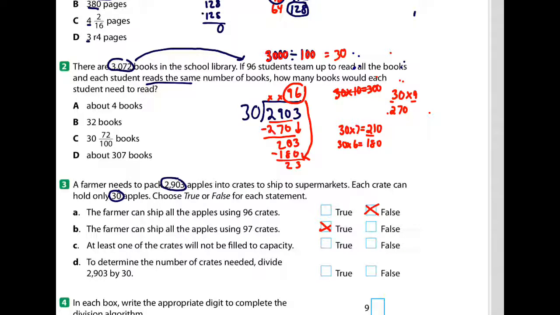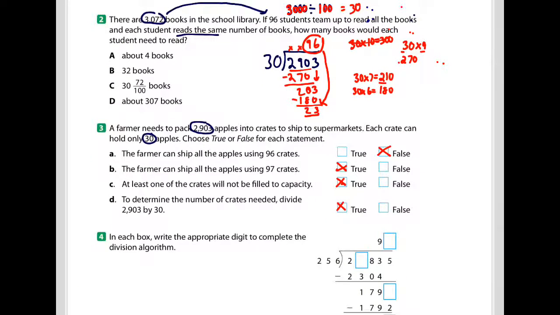C says at least one of the crates will not be filled to capacity. That is true, because if you do 96 crates, there's 96 full crates, and that 97th crate is only going to have 23 apples in it. All right? And D says to determine the number of crates needed, divide 2,903 by 30. That is true, because that's what we just did. All right, so one division problem, we solved all 4 of those problems.